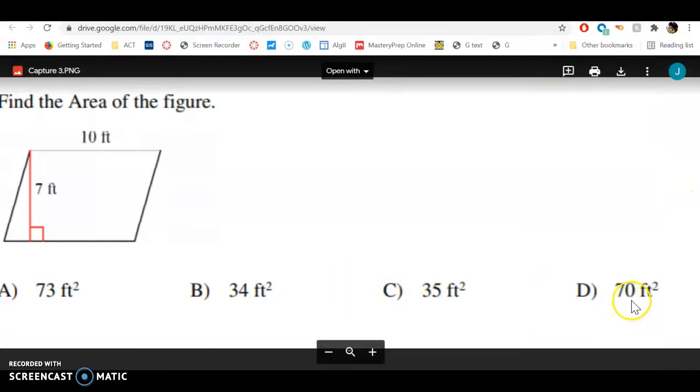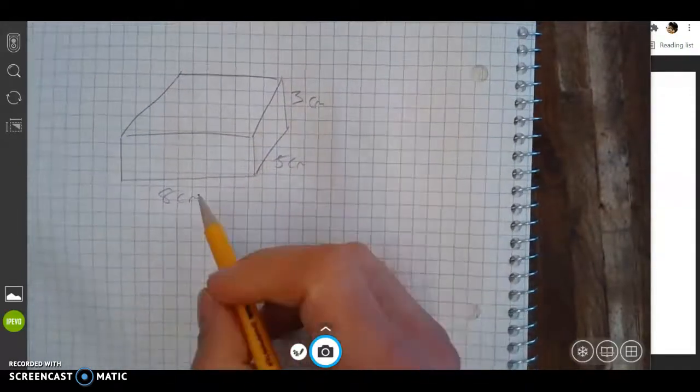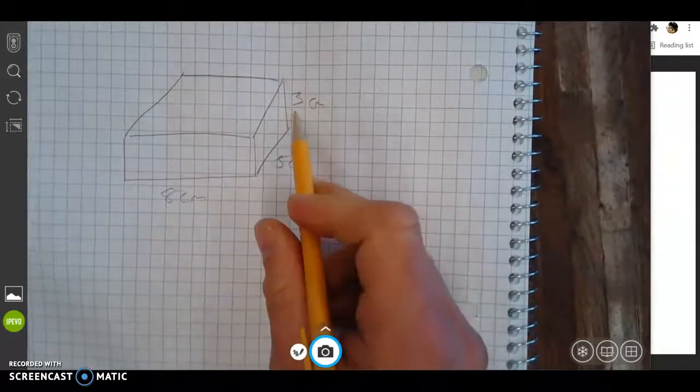Easy. So that's D. All right, next one. Volume of the rectangular prism. Ready, set, go. All right, let's see what we got. Here it is, 8, 5, and 3.